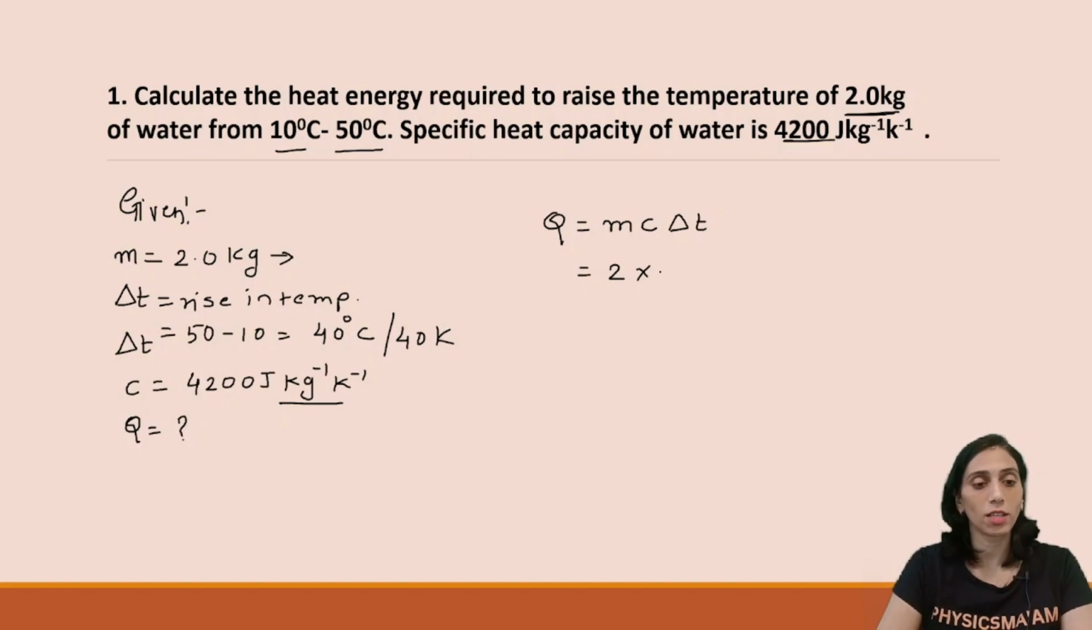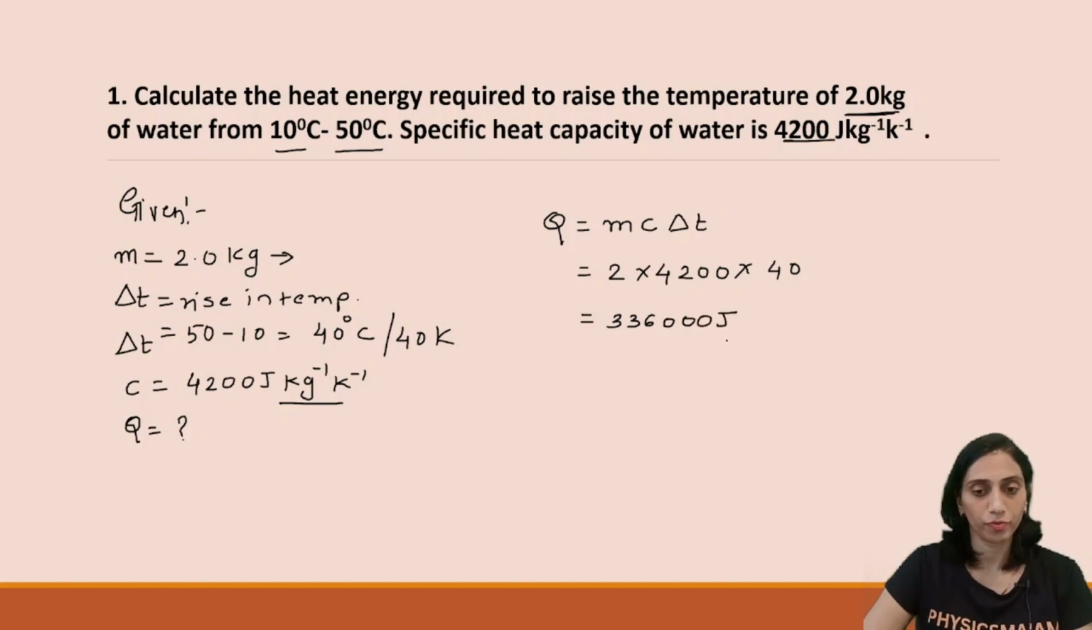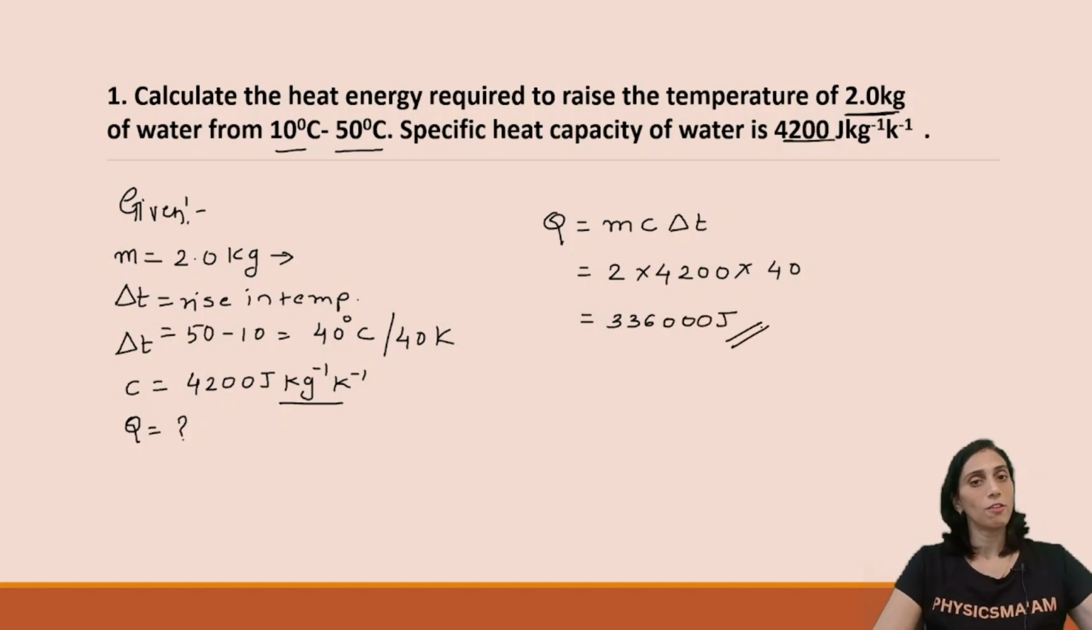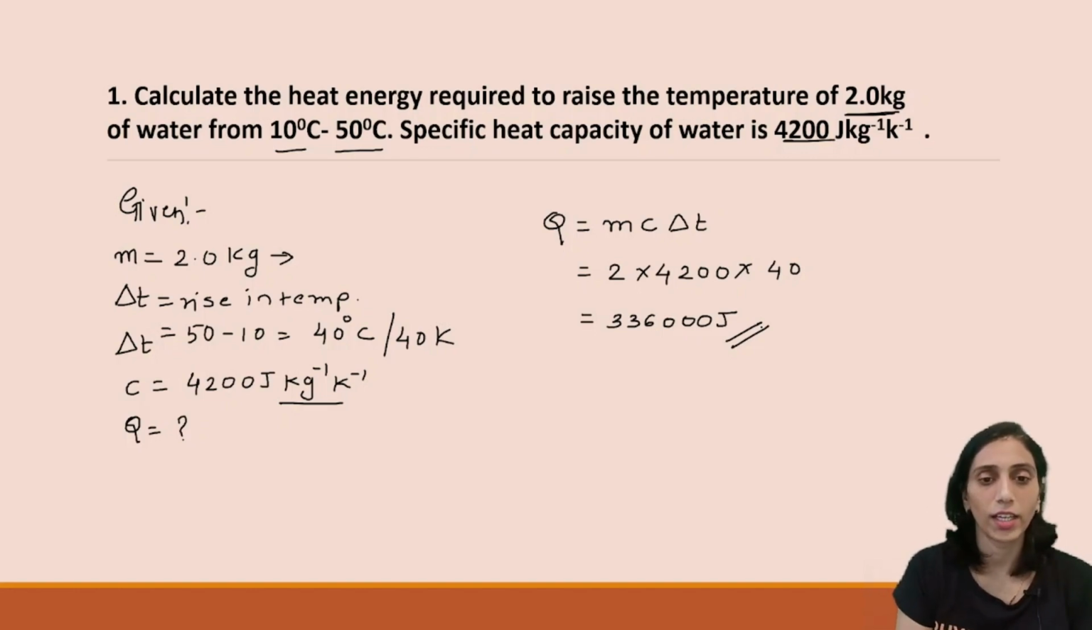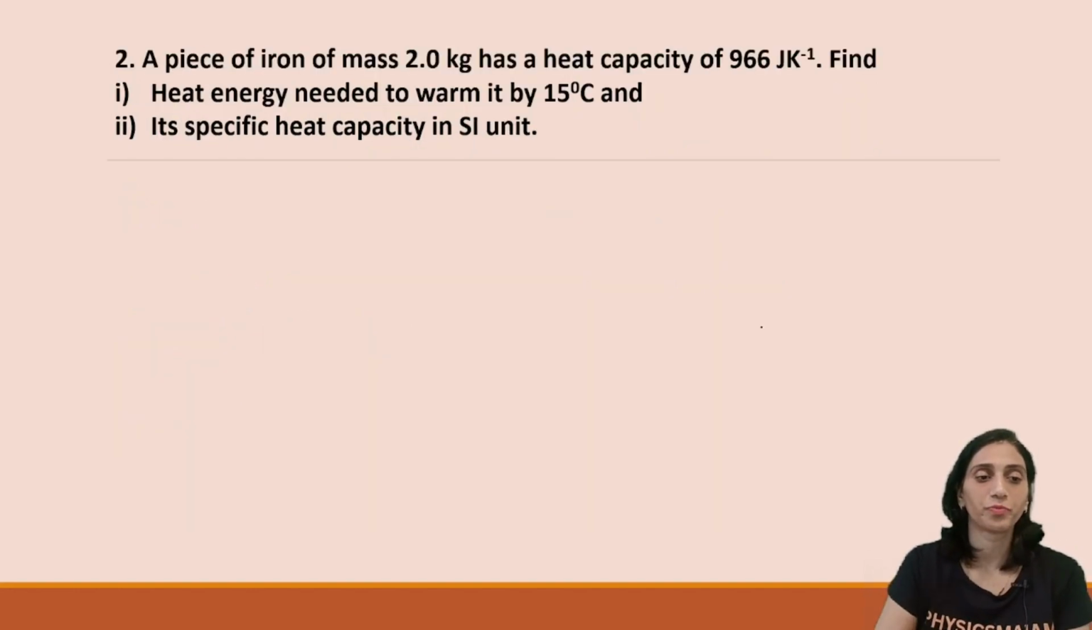So then I substitute the value of C 4200 into delta T is 40, right? So when you solve this, you get the answer as 3,36,000 joule. So this is my first answer. Isn't it easy? Only single formula to be used everywhere. Okay? Right. Now the next question.